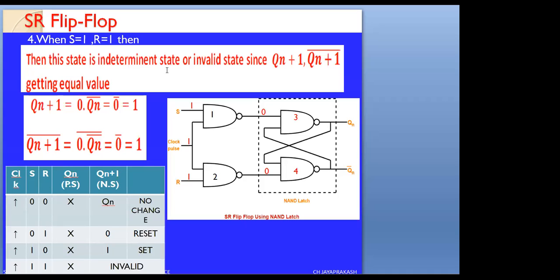Let's check once. Here, if you observe, I have applied S equals 1 and R equals 1, with clock equals 1. Therefore, the outputs of NAND gate 1 and NAND gate 2 are trying to get the value 0. Both are 0. The status of the NAND gate outputs 1 and 2 will be 0, 0. Now, for NAND gate 3 one of the inputs is 0, and for NAND gate 4 one of the inputs is 0.